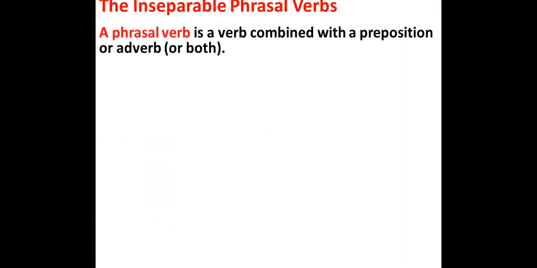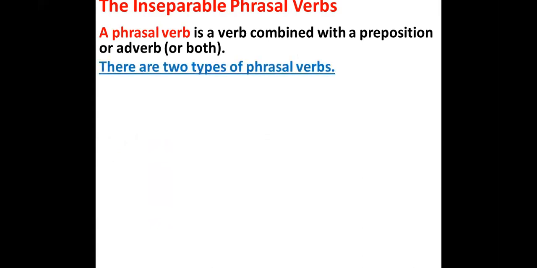Omar Ahmed, can you give this definition again? Yes, Mr. A phrasal verb is a verb combined with a preposition or adverb or both. Yes, and you said that we have two types of phrasal verbs. The first one that we start to talk about is inseparable phrasal verbs.